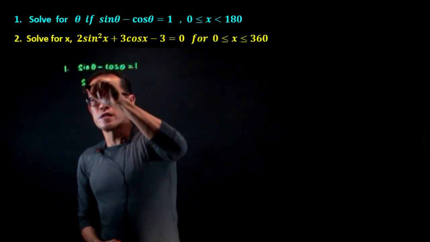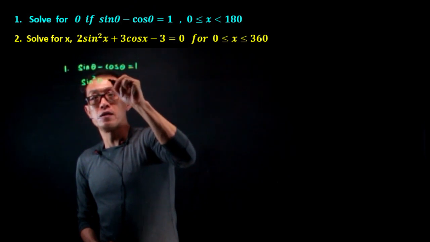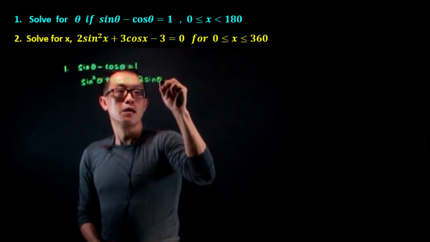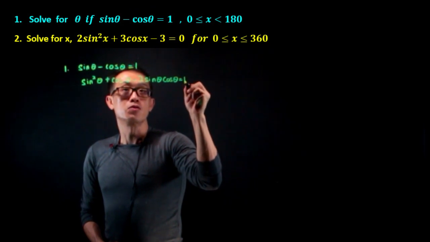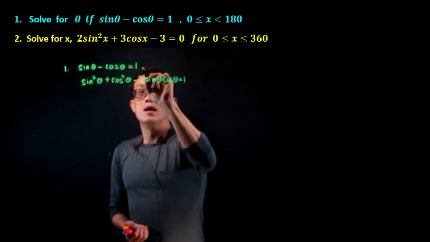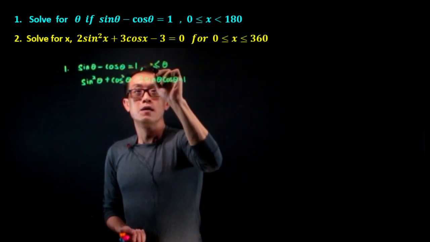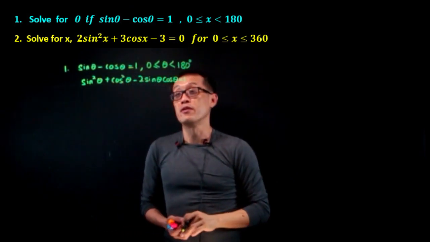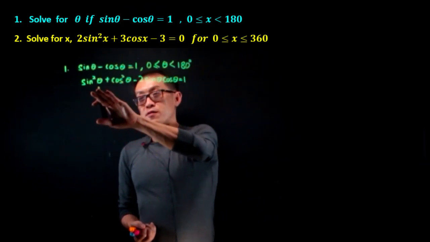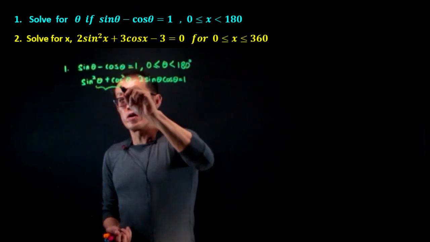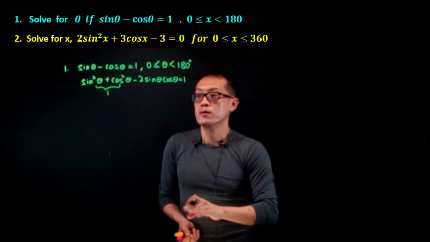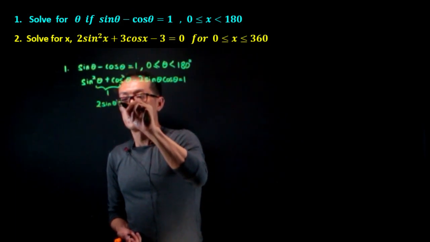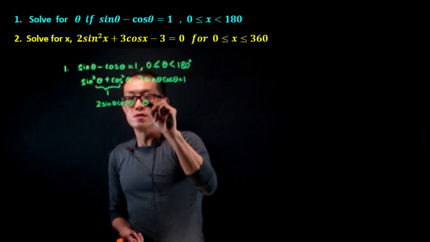If you square both sides, you get sine squared theta plus cos squared theta minus 2 sine theta cos theta equals 1. Now, theta is between 0 and 180. Careful, this is not inclusive of 180. There's an identity where cos squared plus sine squared is 1, so you bring that across and you have 2 sine theta cos theta equals 0.